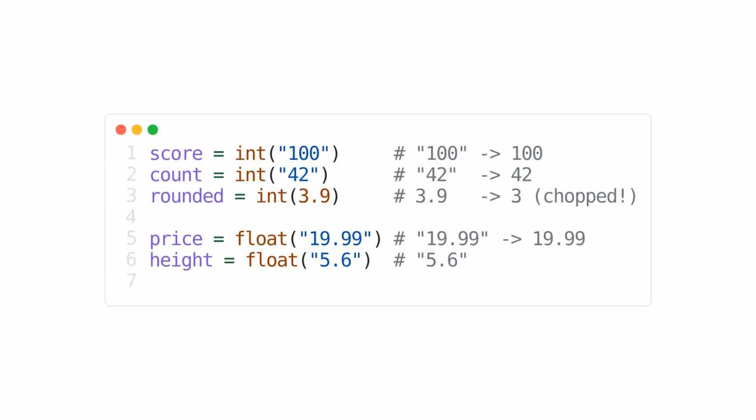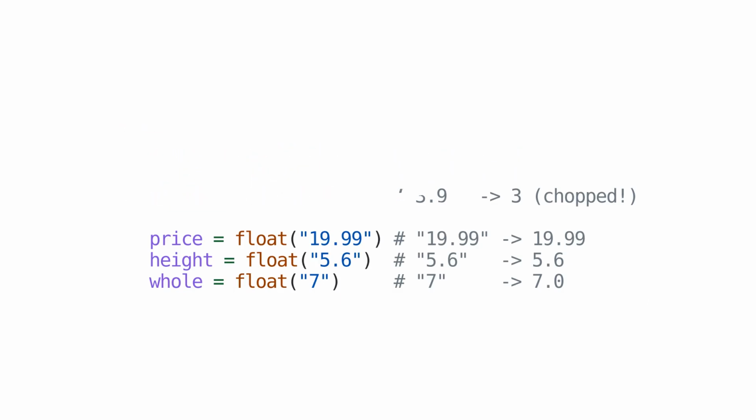Watch these converters in action. Int transforms text numbers into whole numbers and chops decimals from real numbers. Float handles both whole and decimal text numbers, and it adds a decimal point 0 to whole numbers. Each converter has its special behavior.